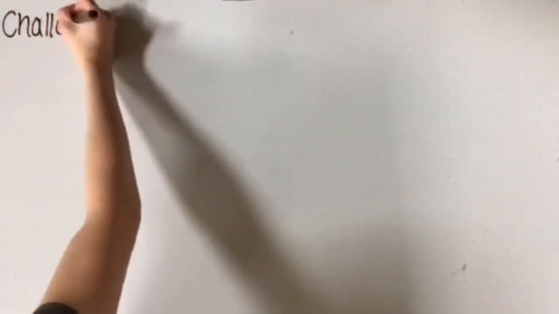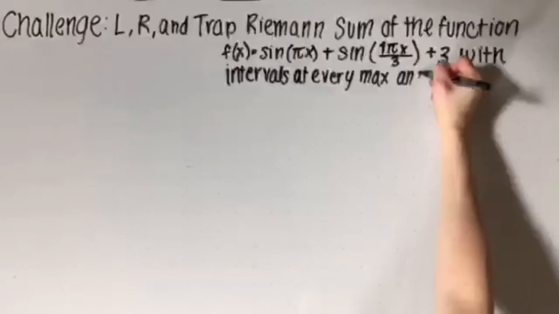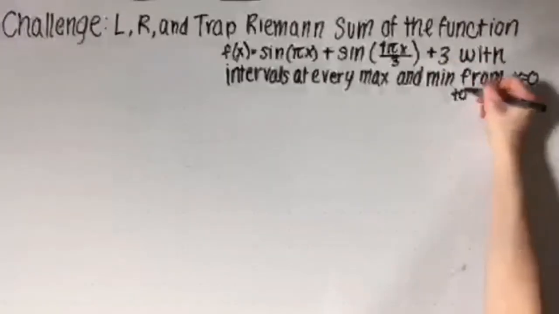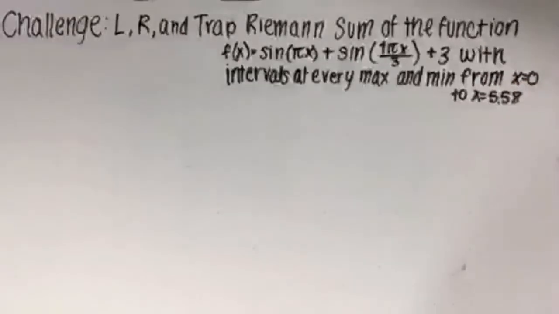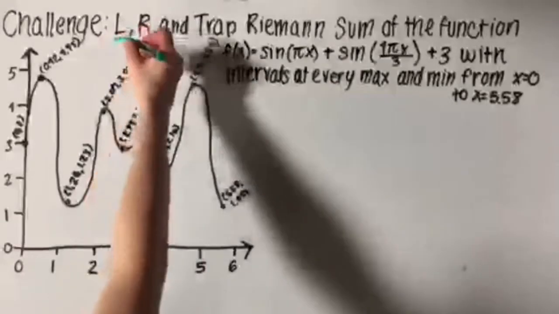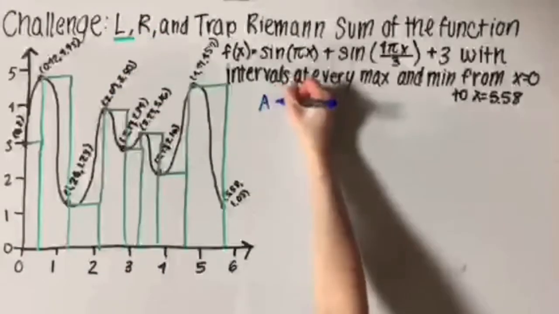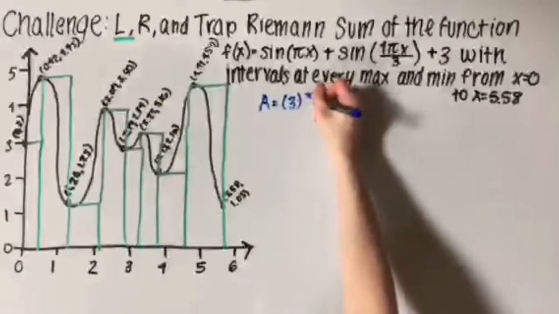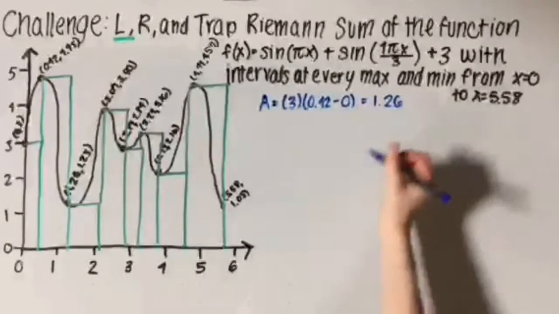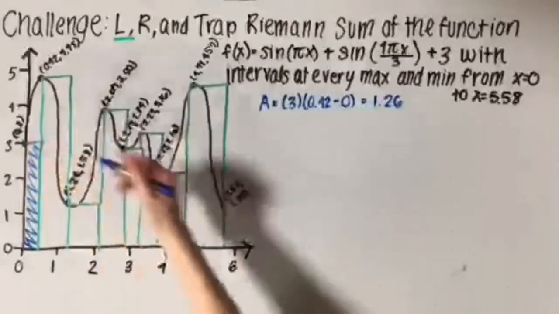On to our challenge problem. We will be doing all three Riemann sums of the function f equals sine pi x plus the sine of 4 pi x over 3 plus 3, and our intervals will be at every maximum and minimum on the graph from 0 to 5.58. Starting with the left Riemann sum, our first height will be 3 multiplied by the interval length of 0.42, giving us a first area of 1.26.